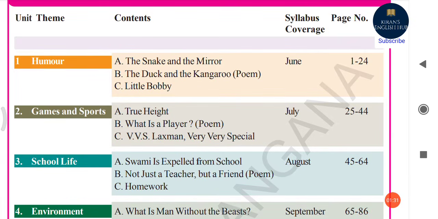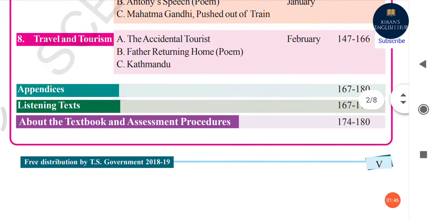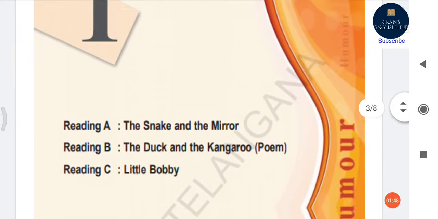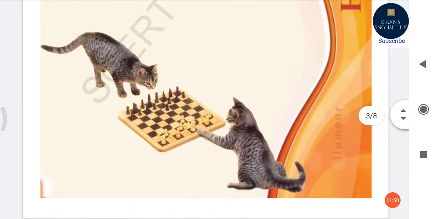Let us see what is reading A. The reading is The Snake and the Mirror. With the title we see that we are coming across two things here: one is a snake and the other the mirror. Let us see what is the relationship between them and what goes on. So this is the first page of it. With this picture also we understand that usually cats do not play chess, yes or no? But they are playing chess here, which is actually a human thing.